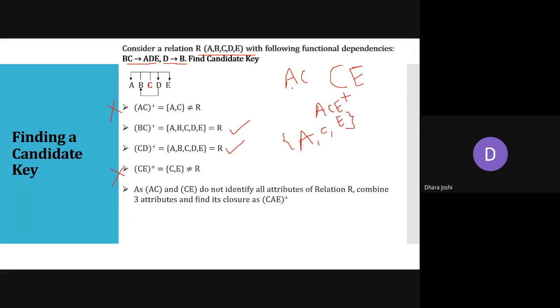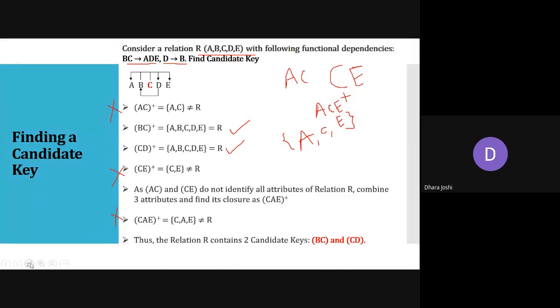If we combine these three attributes together, then also it will not identify all the column values. That means it cannot become a candidate key. So this is also not possible. So we can say that this relation R can have just these two candidate keys, BC and CD.